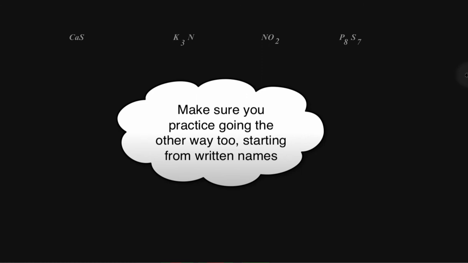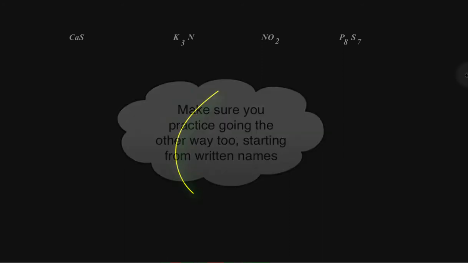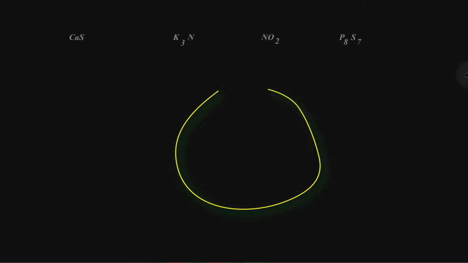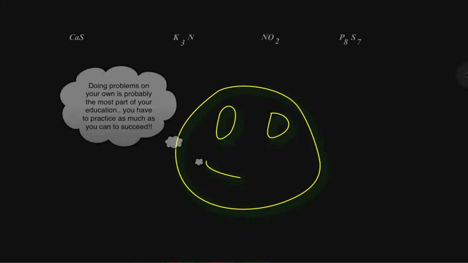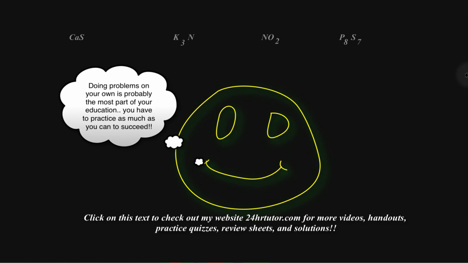So check out the intermediate and advanced naming compound videos. Also make sure that you can go from words to the compound. Go the other way. And I'll have a series of videos on those as well. I hope that clarifies things enough for you to practice a little bit. As always, practice, practice, practice is the best way to learn this material.